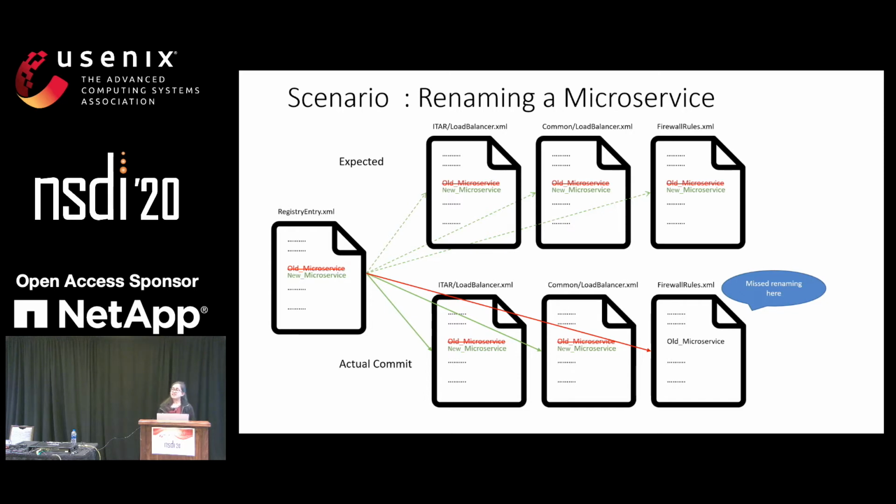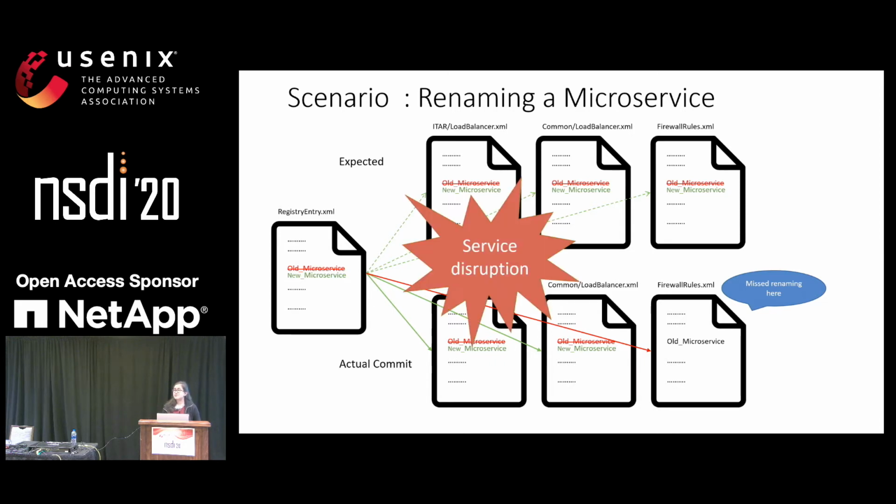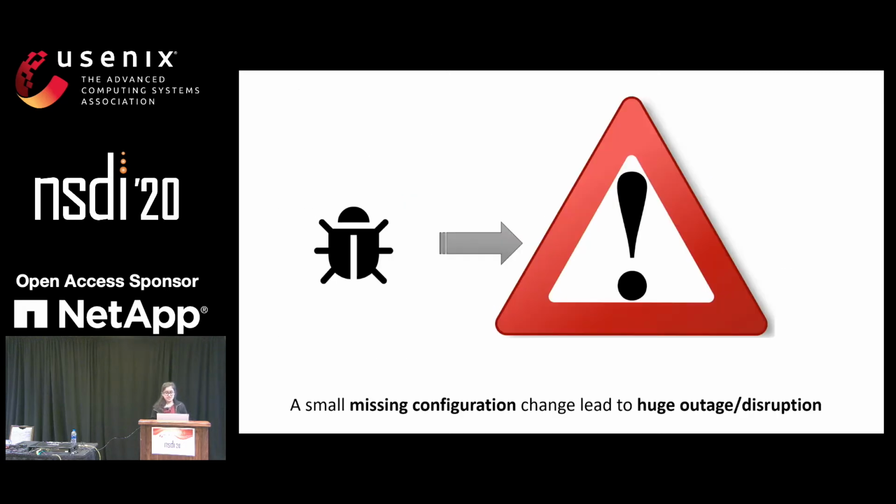Again, as these things are not caught by the compiler, the code gets checked in, and boom, it leads to service disruption. So in this case, as you saw, a small missing configuration change led to a huge service disruption. And this was not a contrived example. We took this example from one of the Office 365 repositories within Microsoft.